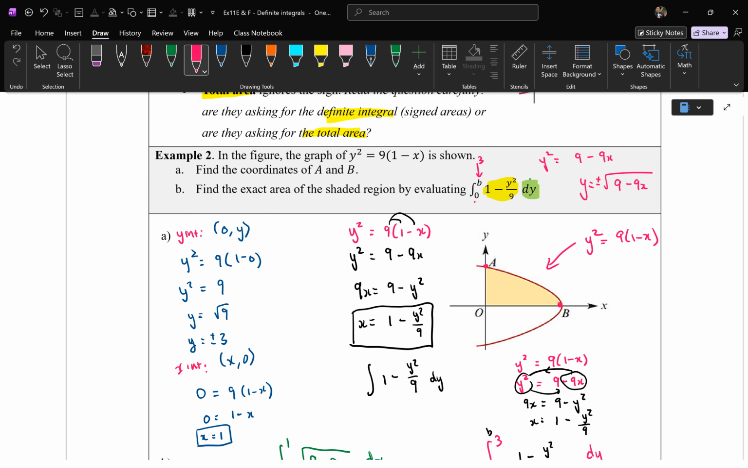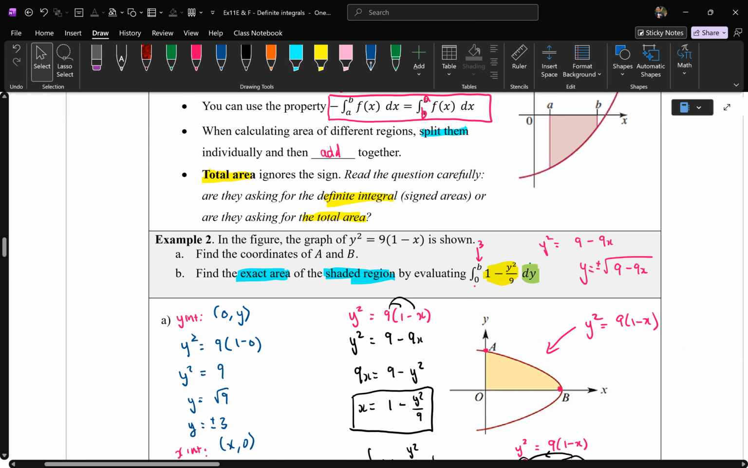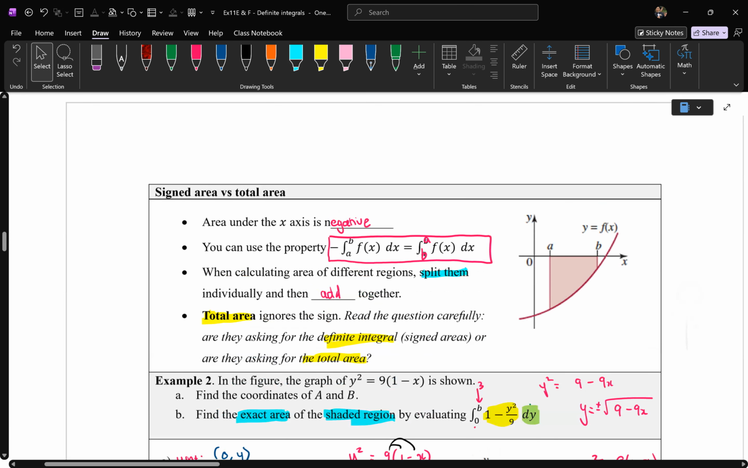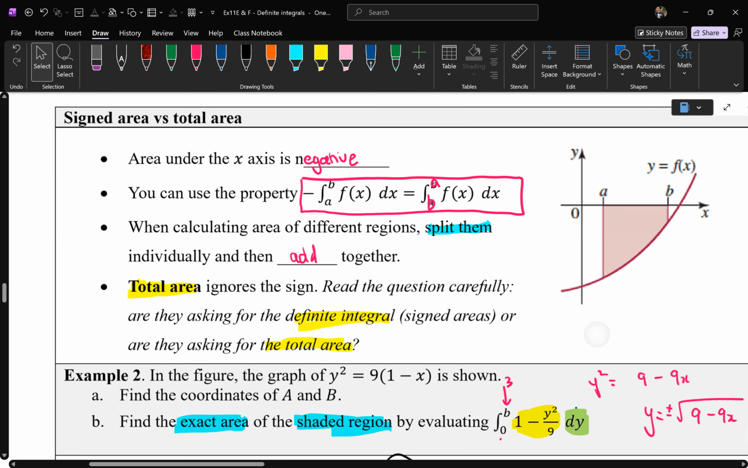But the real question is asking in part B, find the exact area of the shaded region by evaluating the integral from 0 to b of 1 minus y squared on 9. So where did they get this from? They just rearrange the equation to get there. So I want you to have a look at A first. I've done the answers for A, but I want you to try find A first and then see if you can figure out how you would do part B. Then I'll show you my answers and explain through it. And that's your last example for today.